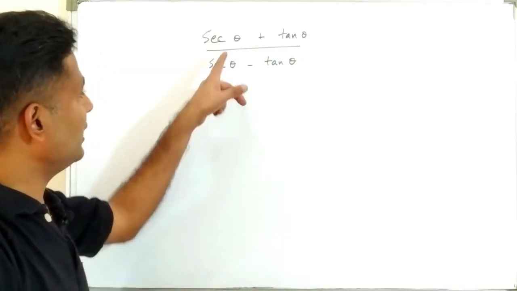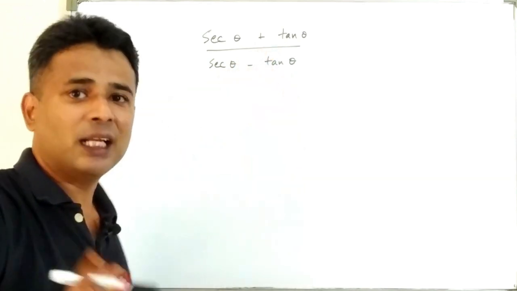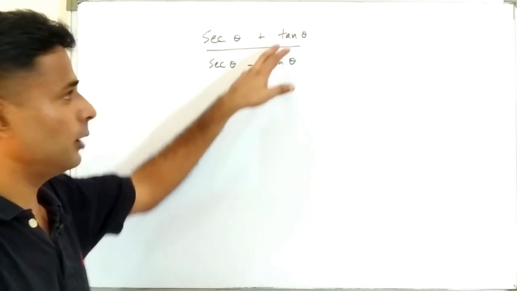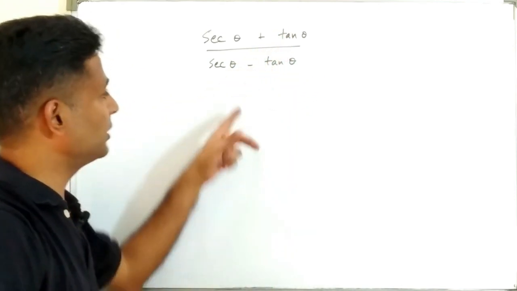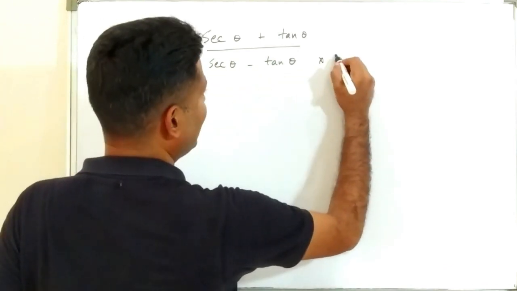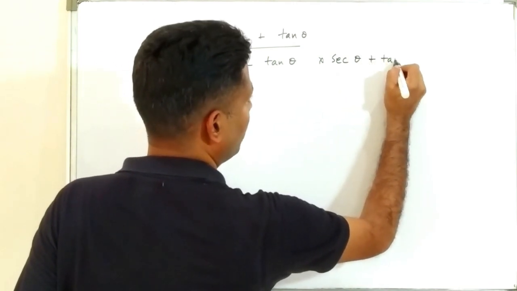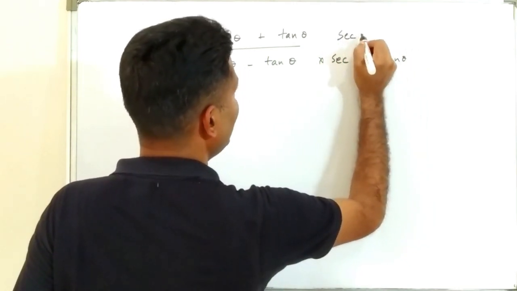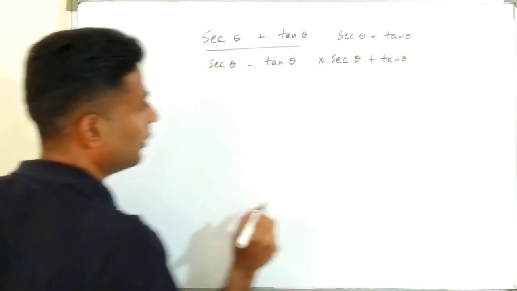Alright guys, now the next question. They have sec theta plus tan theta by sec theta minus tan theta, and on the right hand side there is sine and cos. Normally we would have converted to sine and cos, but right now I will not convert it, because I have observed something. We have sec theta minus tan theta. So first thing we'll do is take the conjugate, that is a plus b into a minus b. That is what we'll use. So up also we get a plus b, sec theta plus tan theta. Up and down we have multiplied.